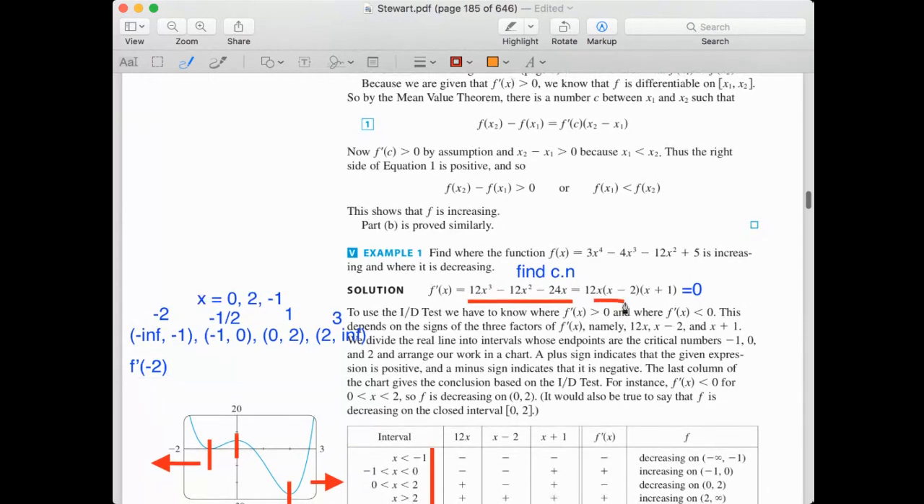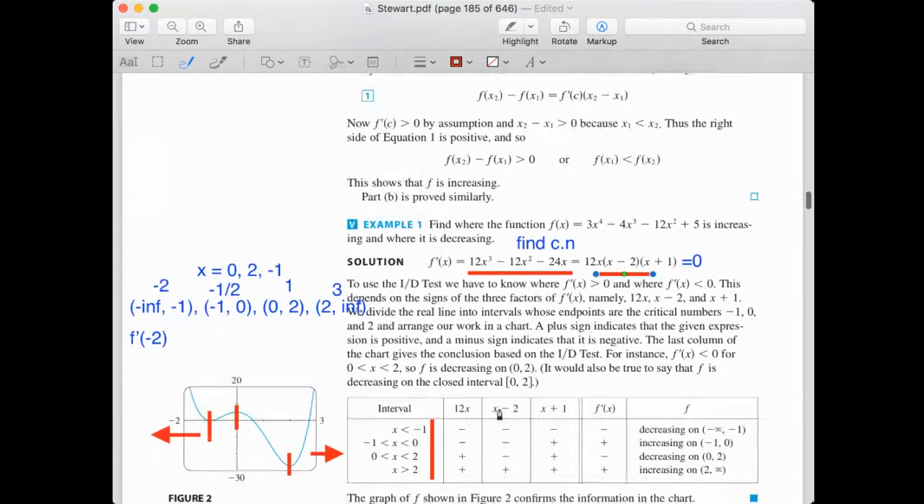We go back to the factor form. So 12x, then x minus 2, then x plus 1, 3 factors, right? 12 times -2 will be a negative value. Then -2 minus 2, the second factor, will be a negative value. Then -2 plus 1 will be a negative value. So 3 factors: negative times negative times negative, it stays negative. So the derivative in this interval is negative, less than 0.